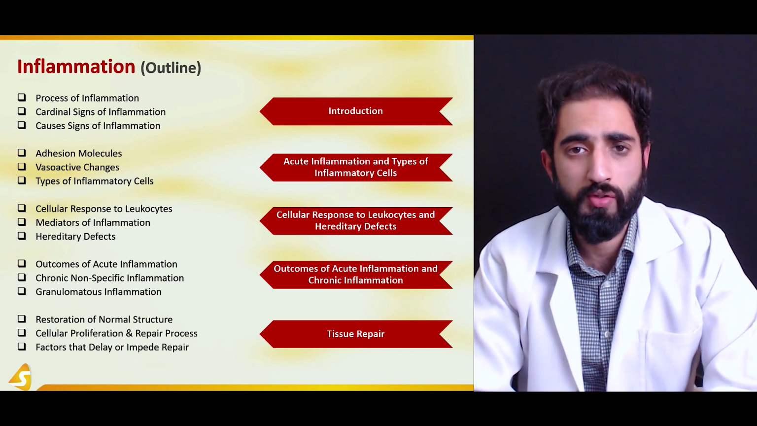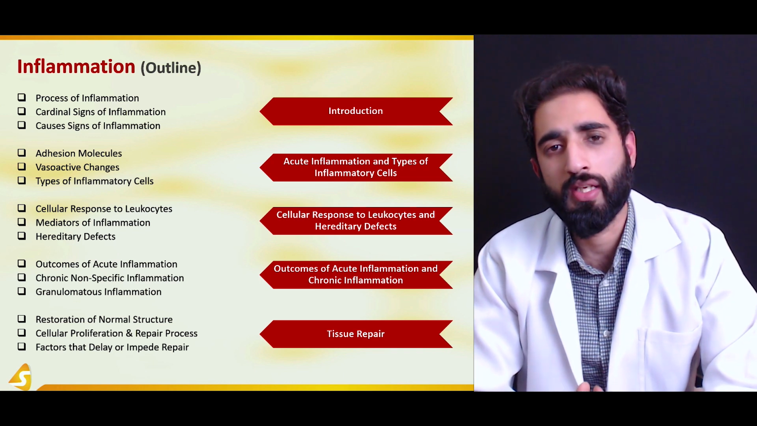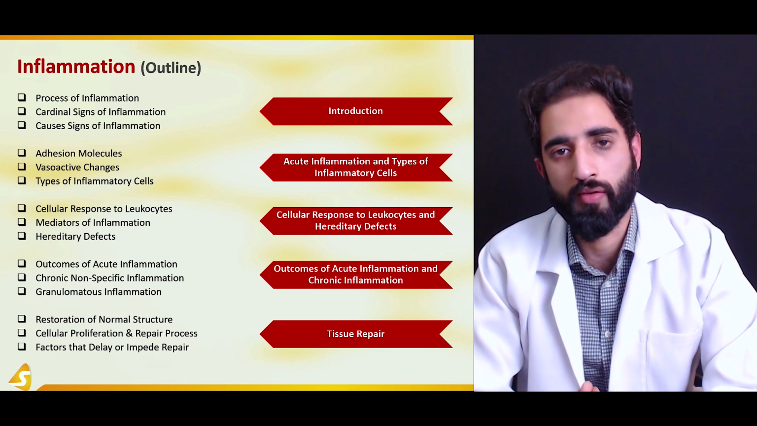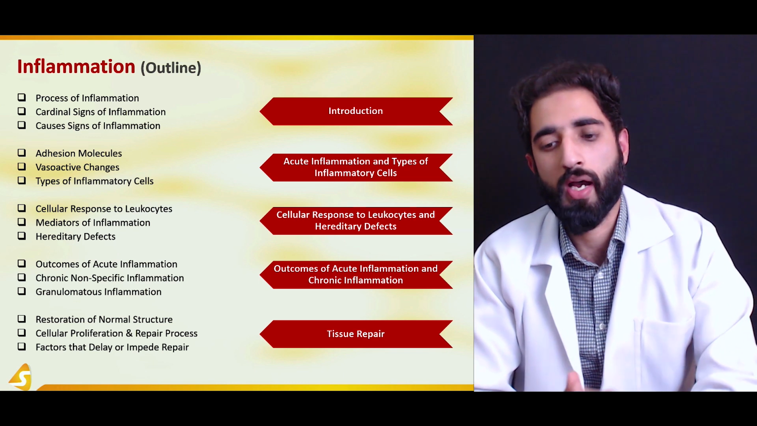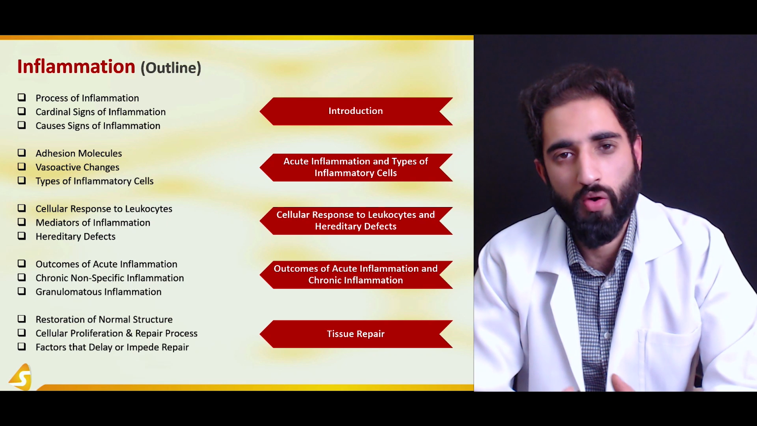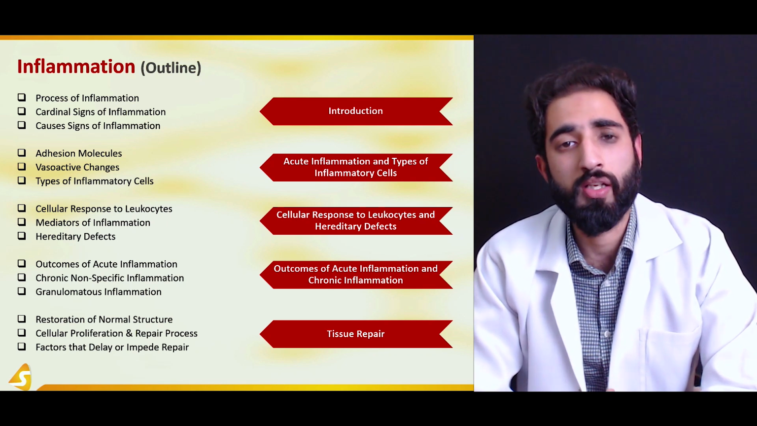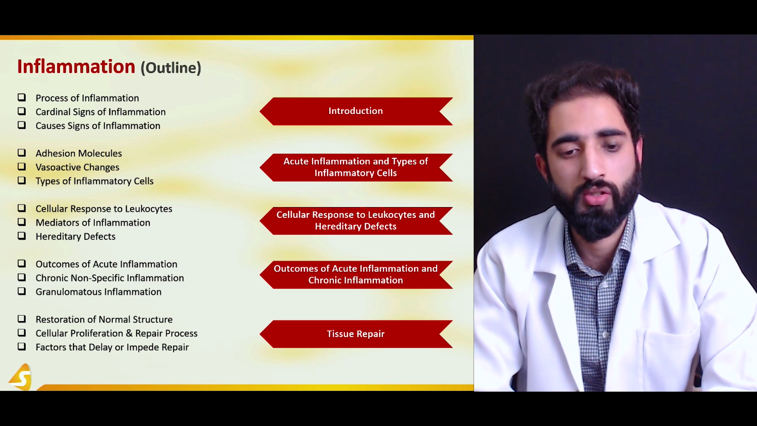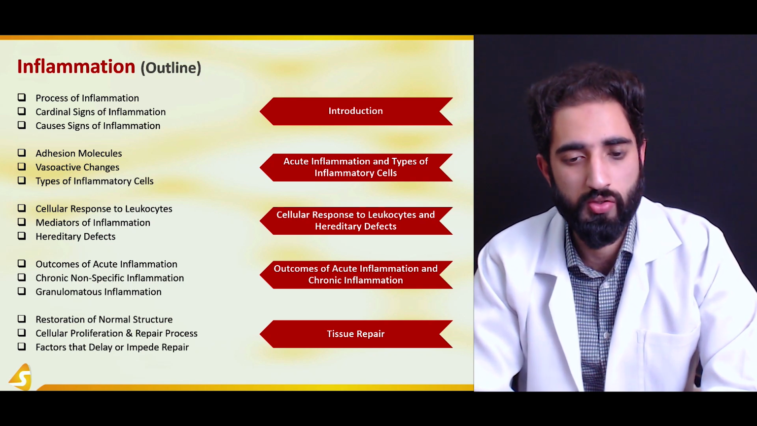In the fourth part of this lecture, we're going to talk about the outcomes of the acute inflammation, followed by chronic inflammatory process. In the chronic inflammation, we're going to discuss the two types of chronic inflammation, which involve the chronic non-specific inflammation and granulomatous inflammation.